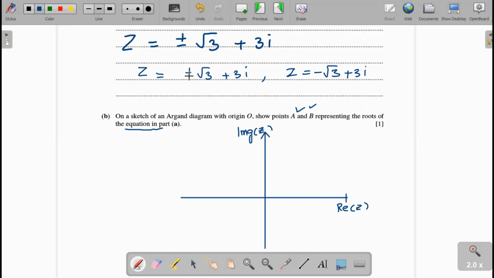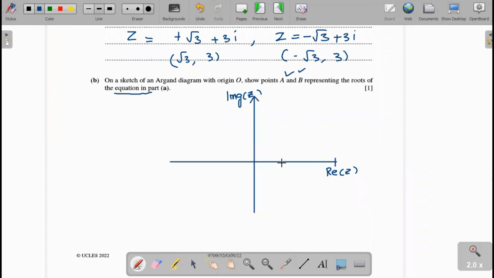Now you see here the points of this complex number are square root 3 and 3, and the second point is minus square root 3 and 3. Now we mention the points here. Number 1, this is 1, 2, and 3. And same as minus 1, minus 2, minus 3, and 1, 2, and 3.